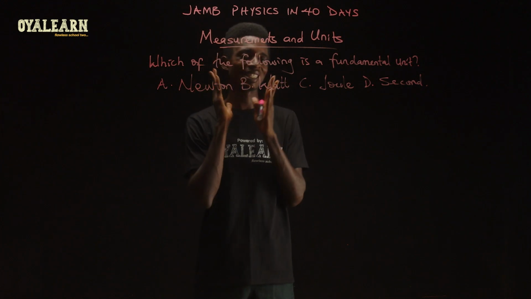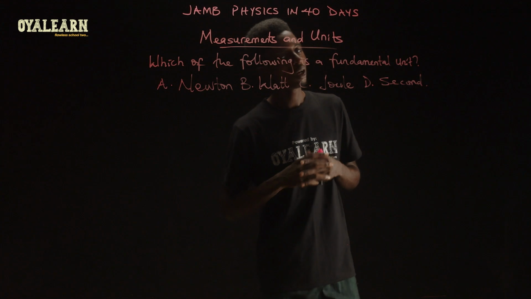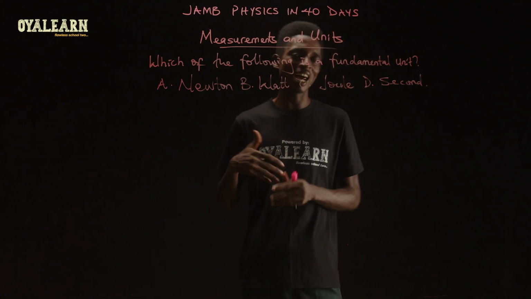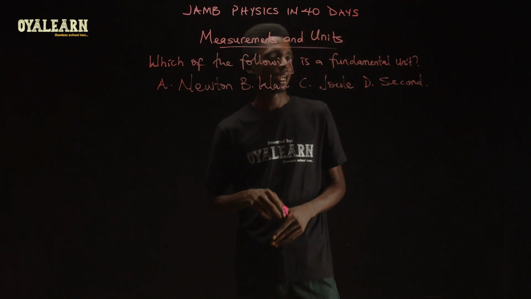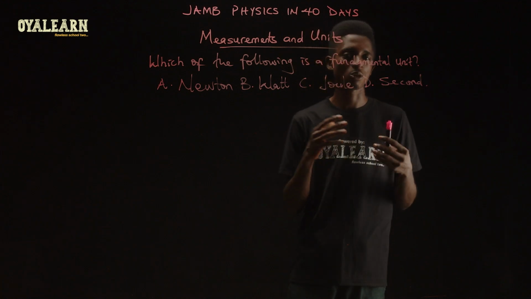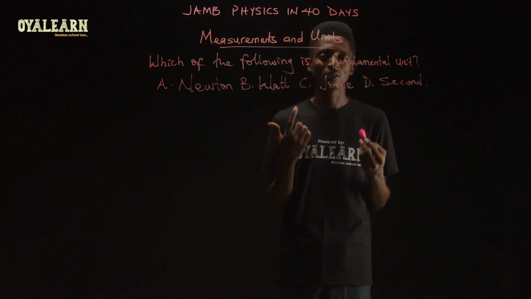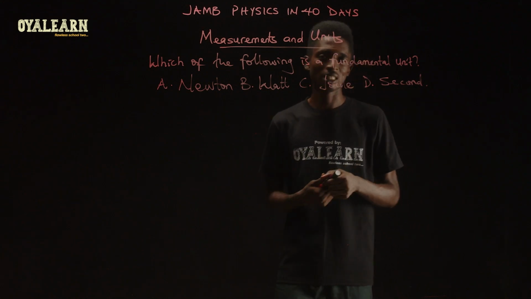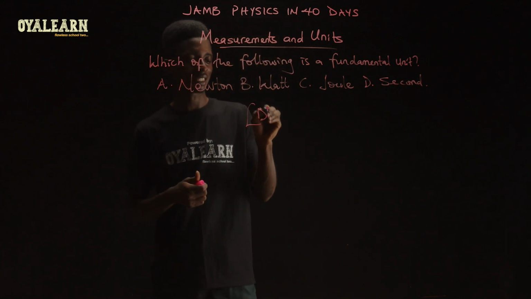So definitely Watt is a derived unit. Now, thirdly, we have Joule. And Joule is the unit of energy, which is also a derived quantity. So Joule will therefore be a derived unit. And then finally, we have second, the unit of time. And time is one of the common fundamental quantities that we have. So therefore, second will be a fundamental unit. So the correct option is D.